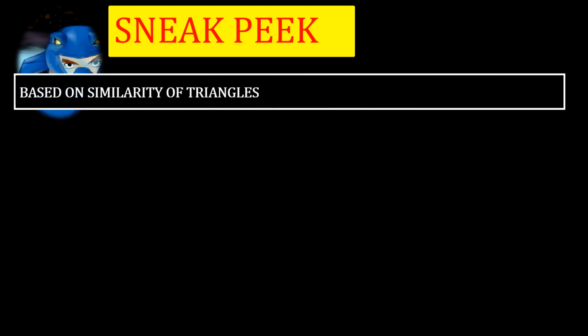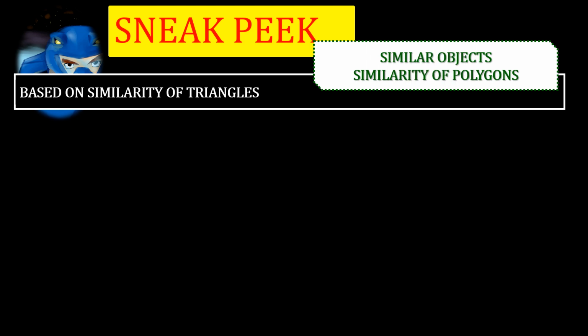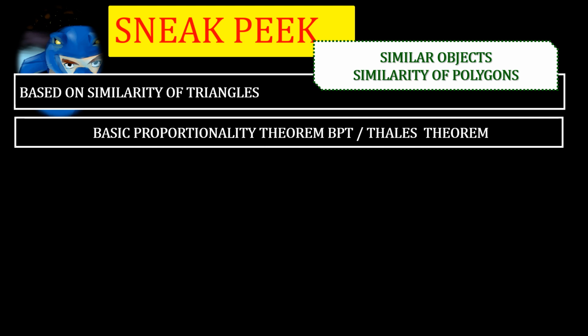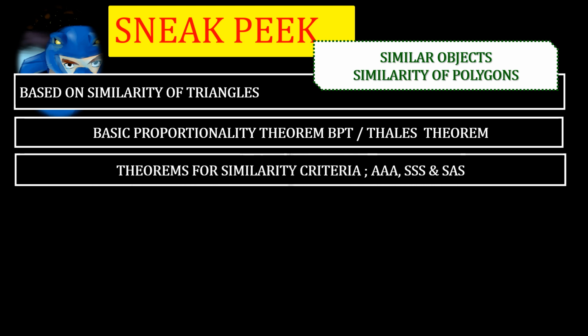Now, see, this whole chapter is based on the similarity of triangles. In class 9th, we did congruency of triangles. In this chapter, similarity of triangles will be covered. So we'll build an understanding of similar objects and then move to similarity of polygons. Then we'll do certain theorems in this chapter. The first one will be the basic proportionality theorem, BPT in short. Thales theorem is another name for the same.